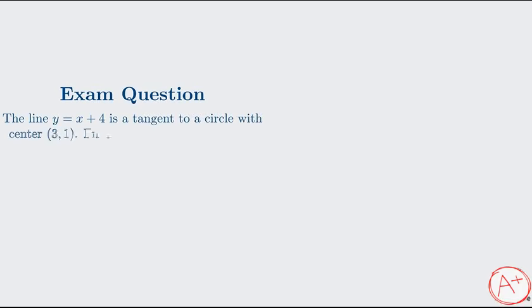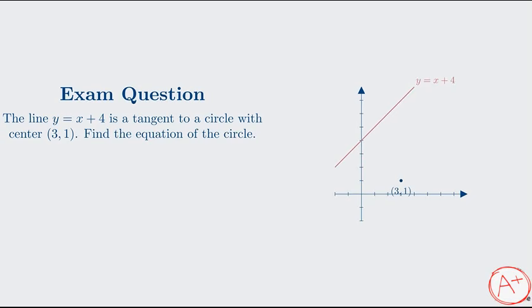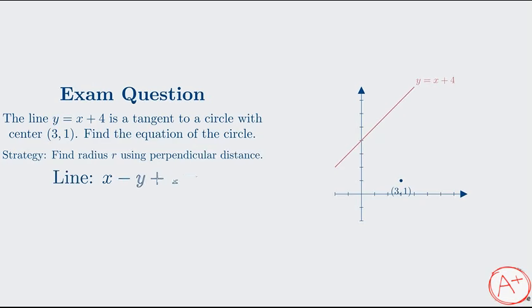Let's apply our knowledge to a Cambridge-style question. The line y equals x plus 4 is a tangent to a circle with center (3, 1). Find the equation of the circle. We are given the center at (3, 1), and the tangent line y equals x plus 4. To find the equation, we need the radius. Since the line is a tangent, the radius is the perpendicular distance from the center (3, 1) to the line. First, let's rearrange the line equation to x minus y plus 4 equals 0.